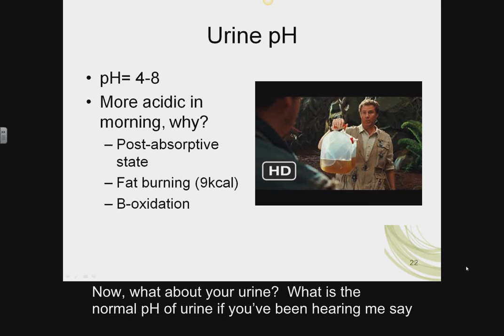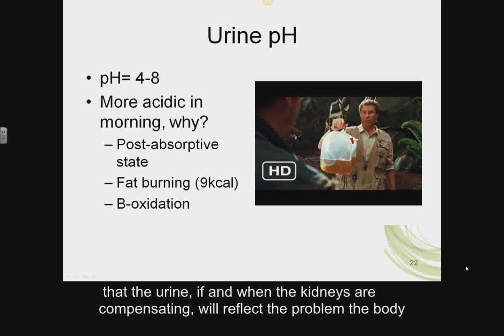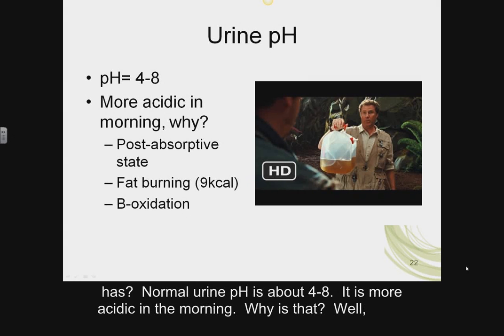Now, what about your urine? What is the normal pH of urine if you've been hearing me say that the urine, if and when the kidneys are compensating, will reflect the problem the body has? Normal urine pH is about 4 to 8. It is more acidic in the morning.